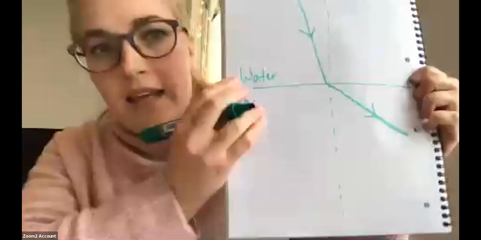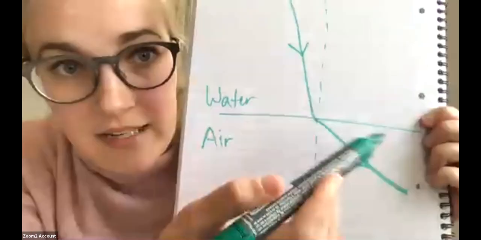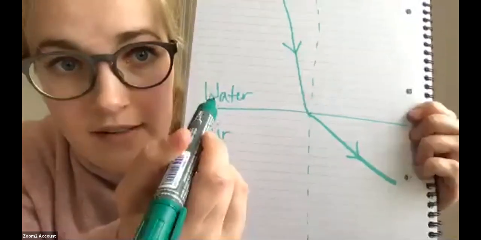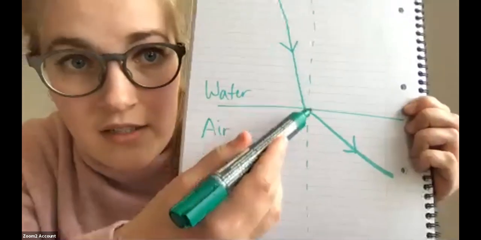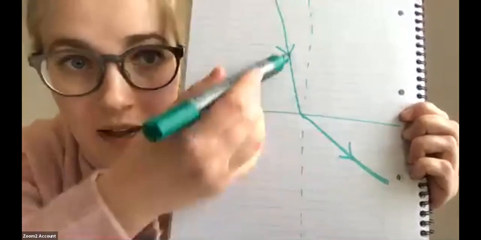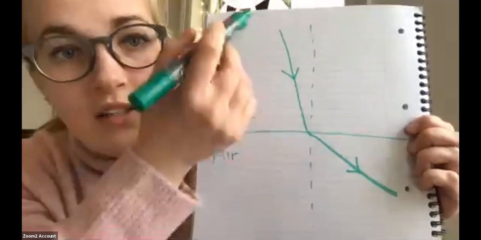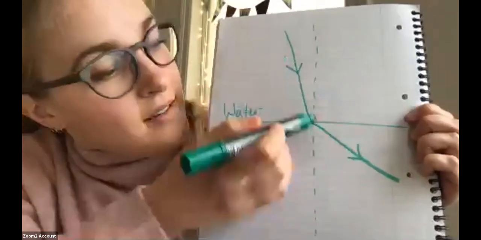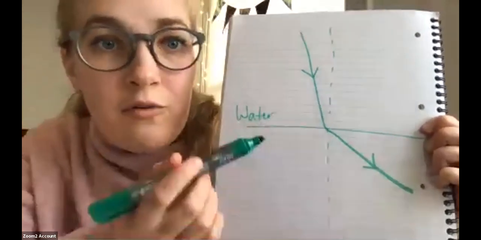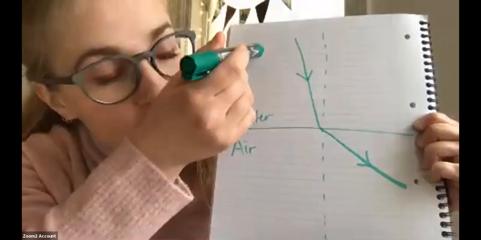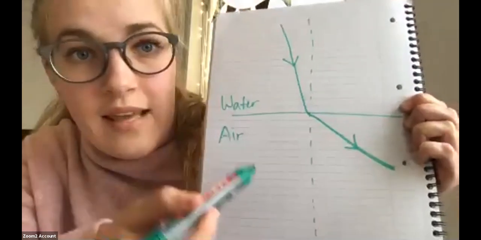So here again, I've got this boundary between the air and the water, and I've got my normal line, the dotted line that's perpendicular, or at a right angle, to the boundary. And I have my incident ray here, the ray of light that's going in towards the surface. And remember, this light is passing first through the water and then crossing into the air.